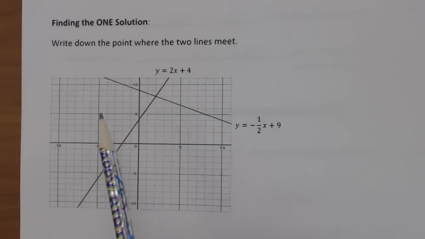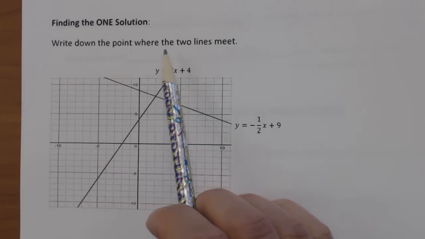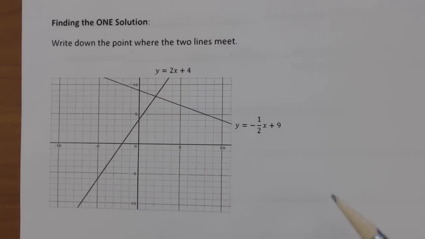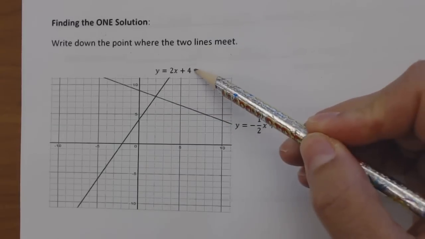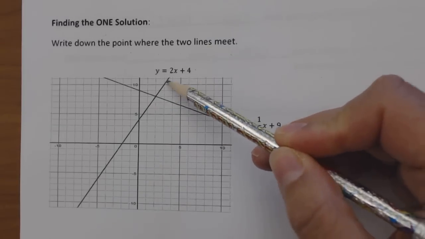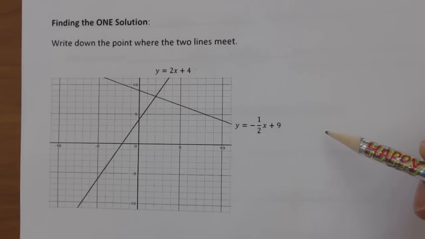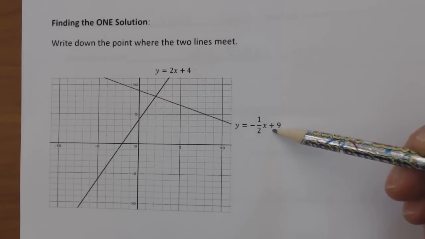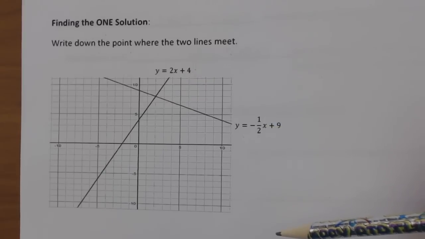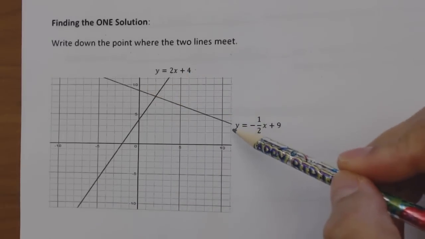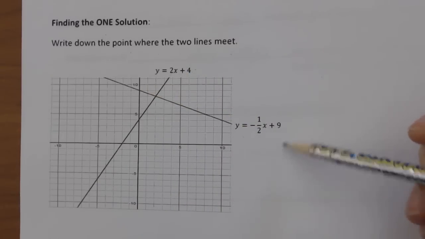Finding the one solution. Write down the point where the two lines meet. So here we have two lines, and on your picture it's going to be a little bit more clear where they intersect than on mine. We have this first equation, which is y equals 2x plus 4, the equation of this line. Our second equation of the line is y equals negative 1/2 x plus 9. And so I actually gave you these two equations to see what they look like. So here's this line graphed, and here's this line graphed. So let's see where they intersect.